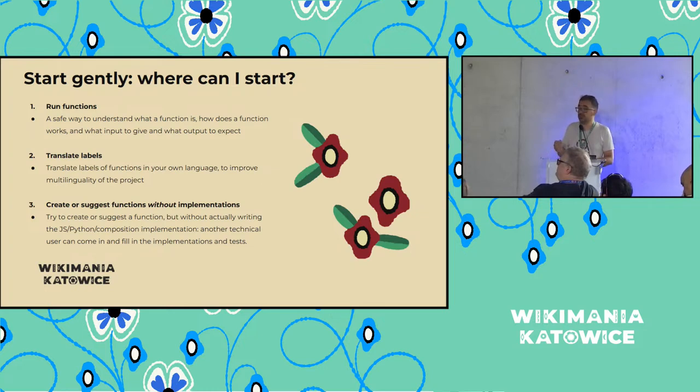And then you can try to create a function without creating the implementation, without getting too much programming into it. Just try to create something, just suggest to the community to create a new function, and then let the wiki do its miracle, as always. Let somebody else do the work for once.